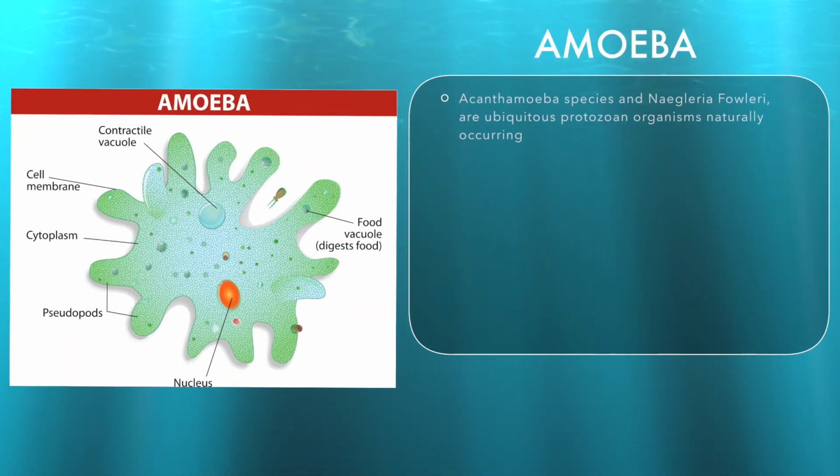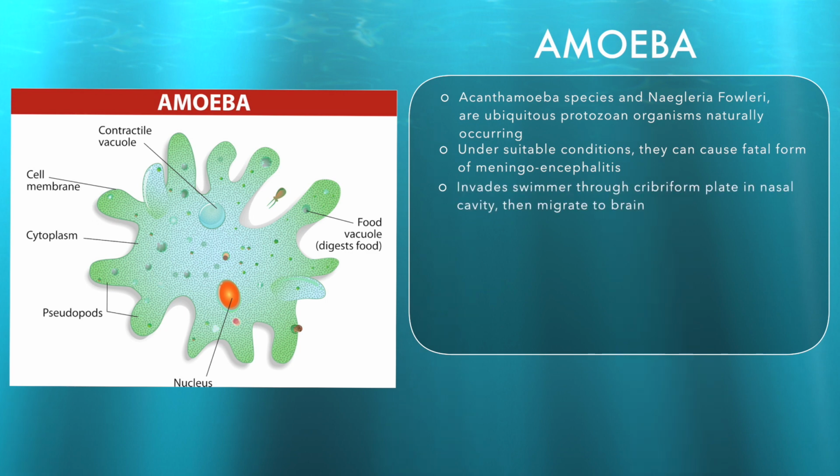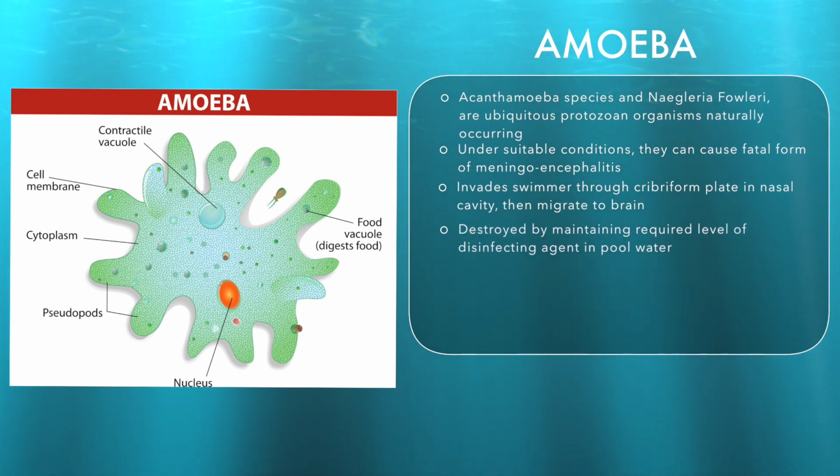Amoeba. Acanthamoeba species and Naegleria fowleri are ubiquitous protozoan organisms naturally occurring within the environment. Under suitable conditions, such as those found in poorly maintained pool water, they can cause a fatal form of meningoencephalitis. These protozoa invade the swimmer through the cribriform plate in the nasal cavity and then migrate to the brain. They are readily destroyed by maintaining the required level of disinfecting agent within the pool water.